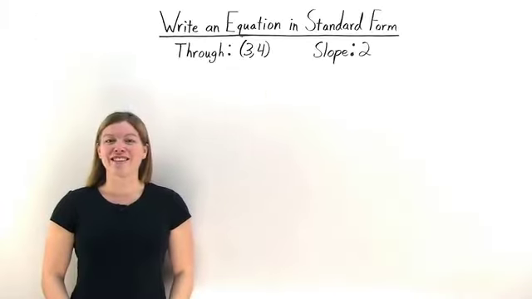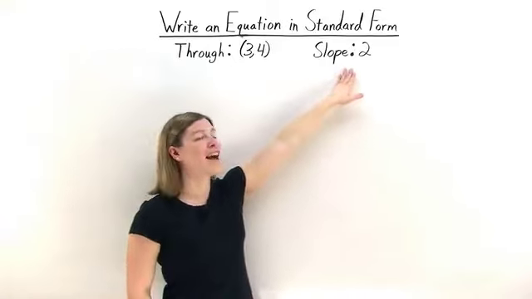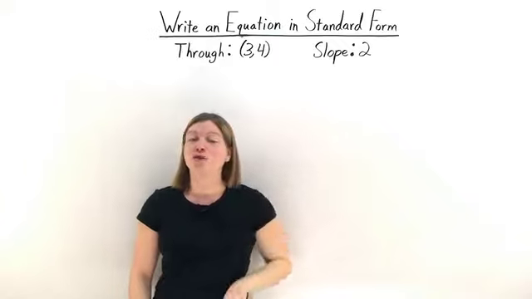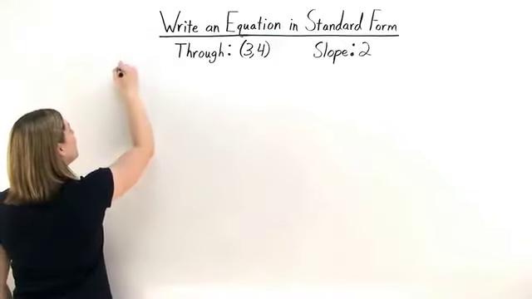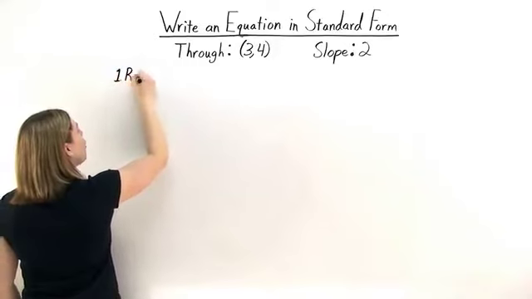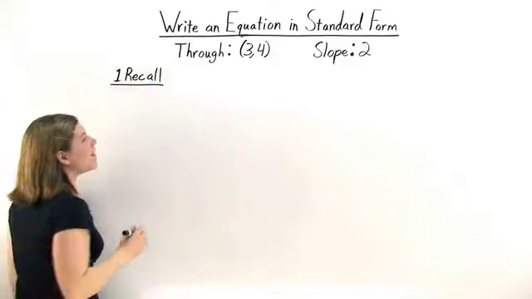Write an equation in standard form for the line that goes through the point (3, 4) and has a slope of 2. So here we're trying to write the equation of a line in standard form. Well, let's go ahead and first recall what standard form is. That way we know what our answer will look like.